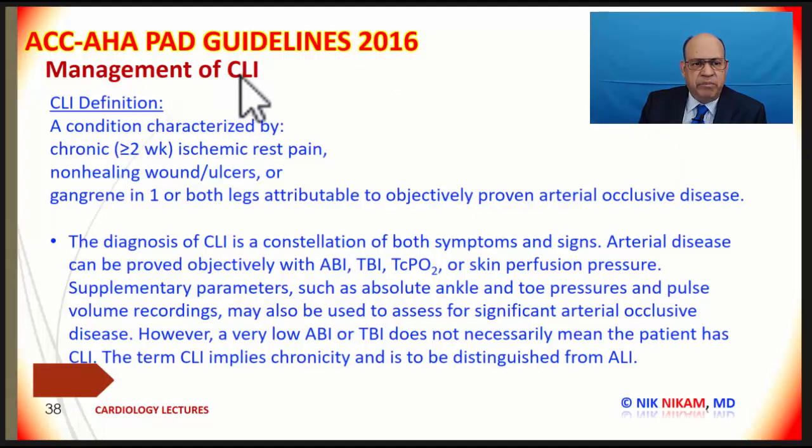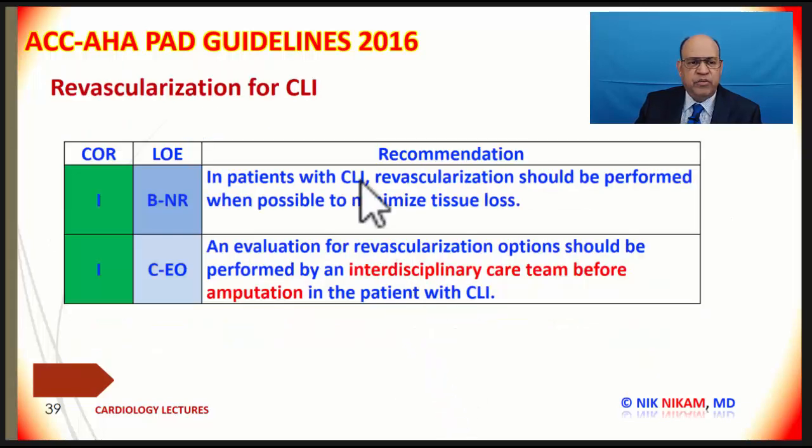Management of chronic limb ischemia. Chronic limb ischemia definition: a condition characterized by chronic, that means more than 2 weeks, of ischemic rest pain. Make a note, ischemic rest pain, non-healing wound or ulcer, or gangrene in one or both legs attributable to objectively proven arterial occlusive disease. The diagnosis of chronic limb ischemia is similar to the ones which we have already talked about, which includes first the ankle brachial index followed by a duplex scan and CT angiography or MRA. Based on these studies, a decision can be made as to how these patients are going to be treated.